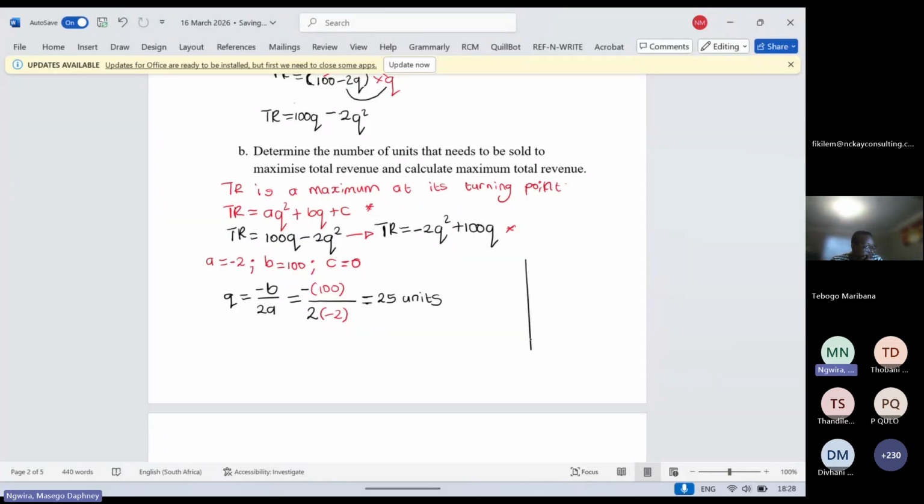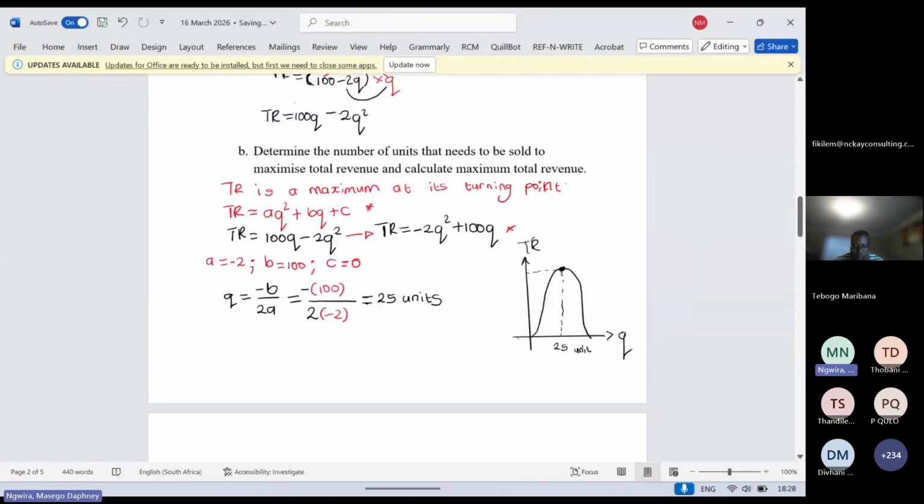And I said to you that if our A is negative, our function is going to look something like this. I'm not going to draw the whole thing. This is TR, and this is Q. Because A is negative, it has a maximum, so it must face like this. So my graph is going to look something like this. Here I have 25 units. Now, if I say calculate the maximum total revenue, I'm looking for this one. This is the maximum value of total revenue.